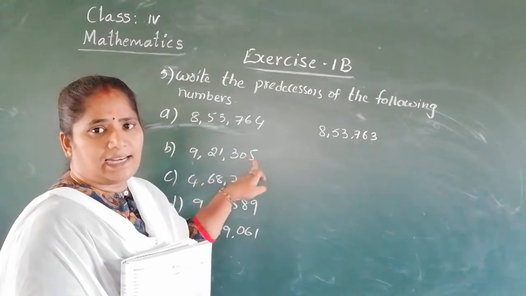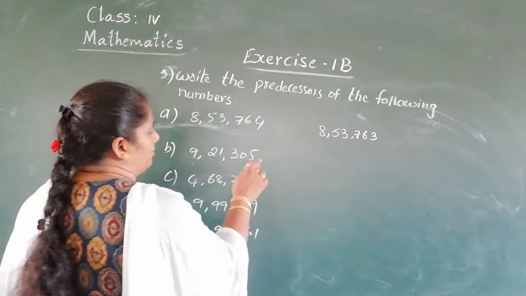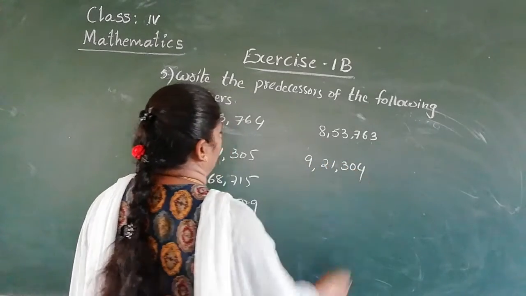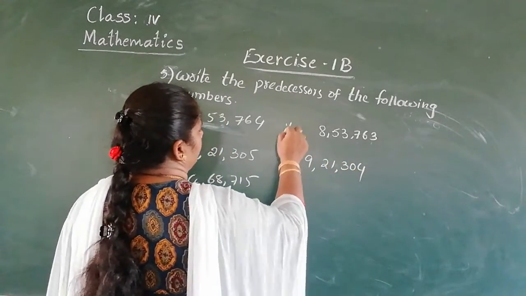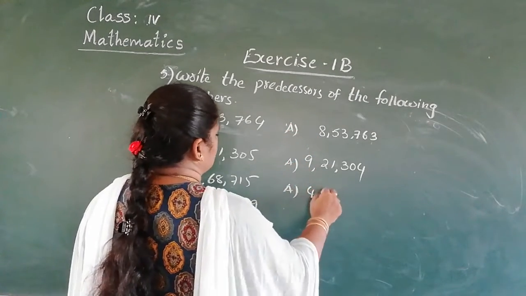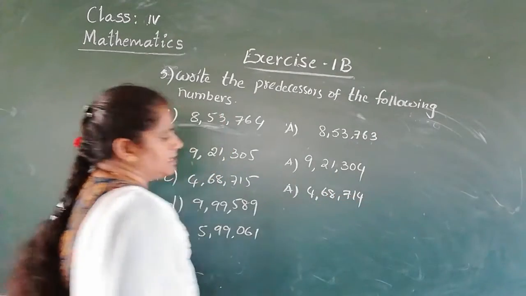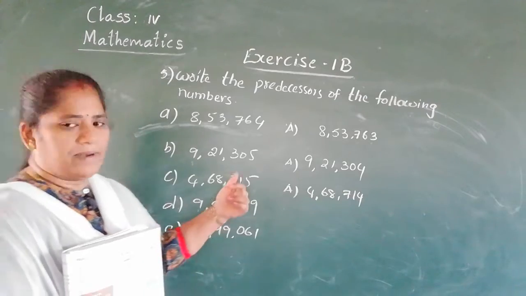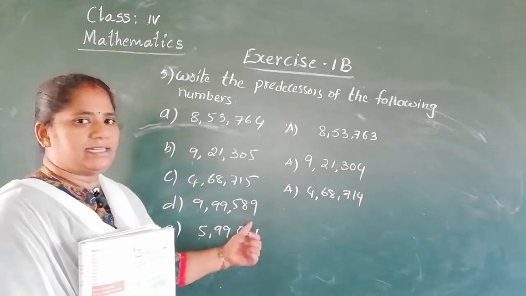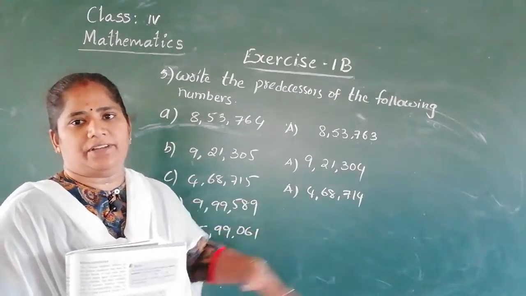Next here 9,21,305. 5 is there in the units place. So the before number of 5, 4. So if you subtract 1 from 5, we get 4. So the answer is 9,21,304. And for this one, 4,68,715, before 15 is 14, so 714. If you subtract 1 from 715, then we will get 714. You also do these remaining sums. Okay, Nana? Note down this one and write the predecessor of that number.